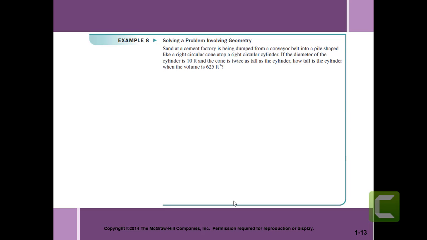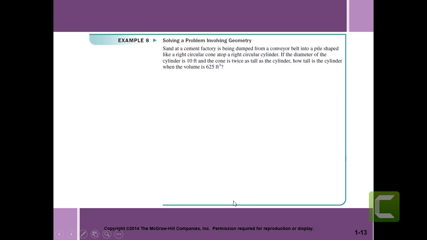Okay, now what about this one? Here we're going to involve geometry. So what do we have? Sand at a cement factory is being dumped from a conveyor belt into a pile shaped like a right circular cone atop a right circular cylinder. If the diameter of the cylinder is 10 feet and the cone is twice as tall as the cylinder, how tall is the cylinder when the volume is 625 cubic feet?